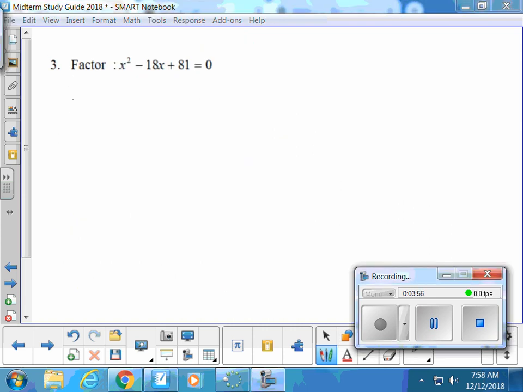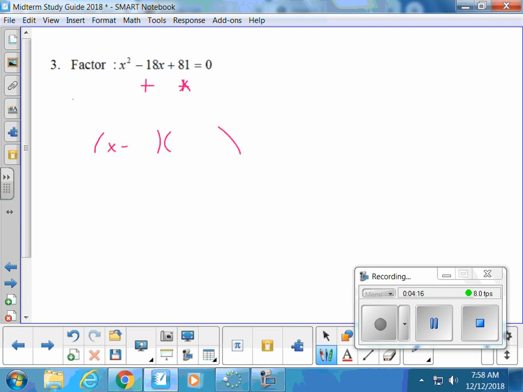All right, number 3, we're factoring. We have a whole bunch of techniques. Old-fashioned, box, grouping. I mean, it's ringing a bell? Old-fashioned. Yeah, old-fashioned for sure, because there's no number out front. We've done this so much, I think you're probably good at it by now. What numbers multiply to positive 81 that add up to negative 18? X minus 9 and X minus 9.